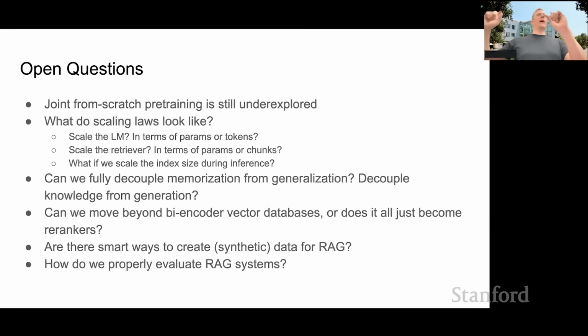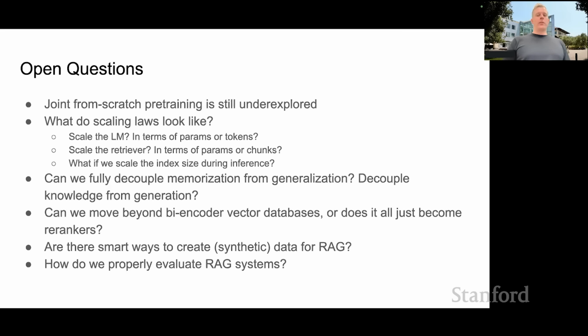So you can have a tiny language model and do a lot of the heavy lifting with your retrieval, which is nice because that's a cached computation, right? You already have the embeddings, you just need to do the dot product. So it's much more efficient than self-attention in the language model. Can we move beyond bi-encoders?